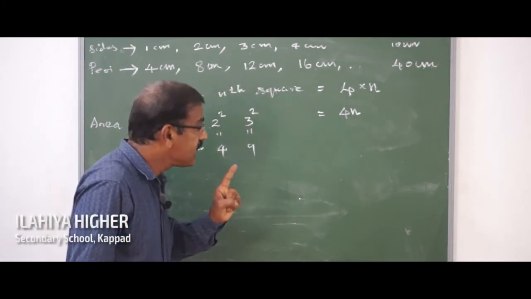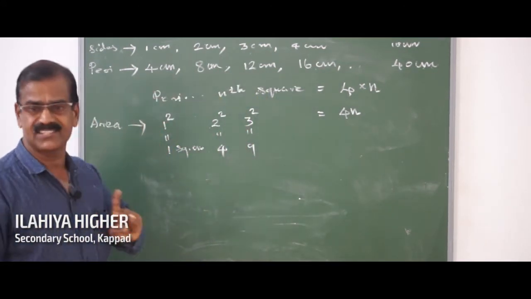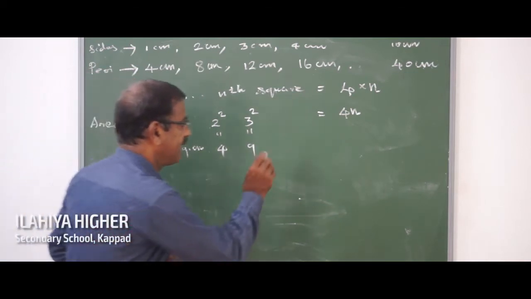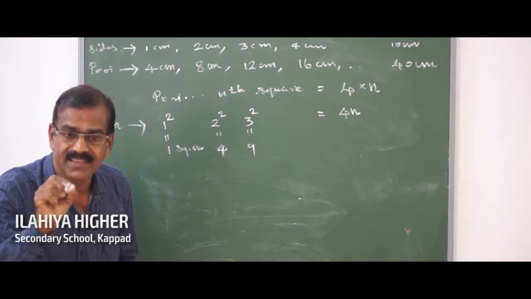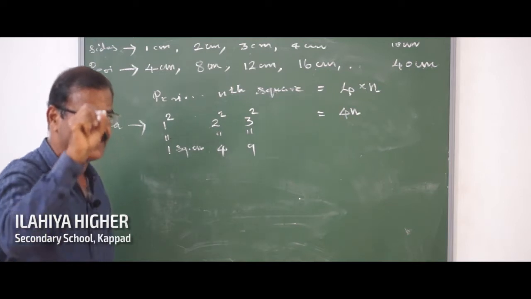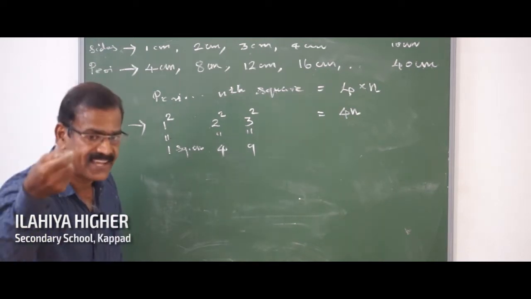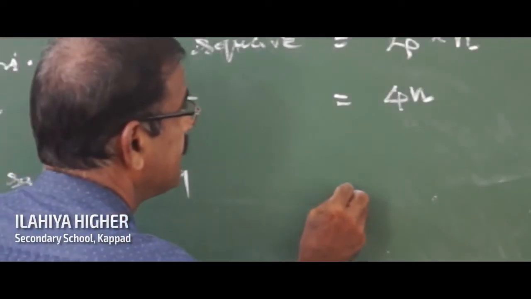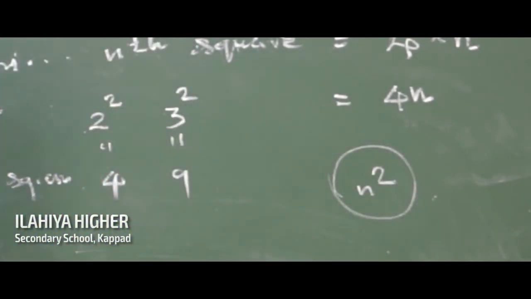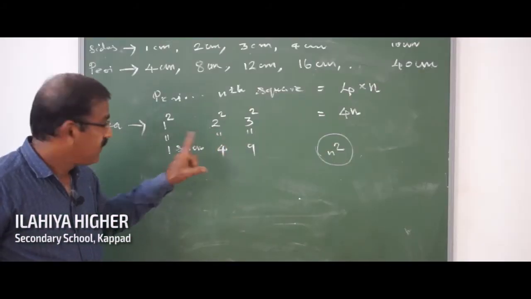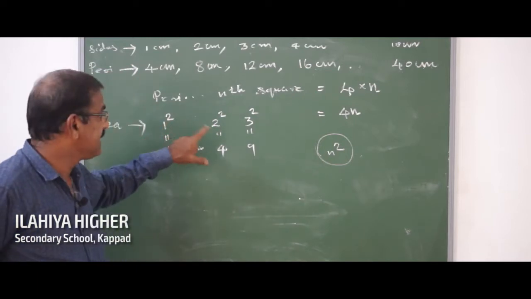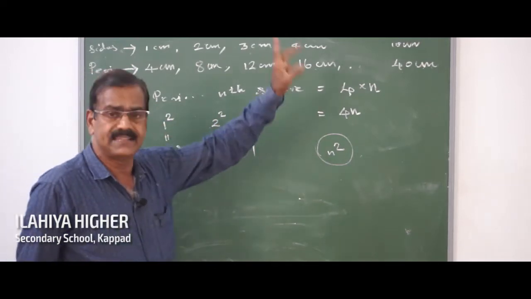So what is area of nth square? Area of nth square is n square. Why? Because length of one side of nth square is n cm. So its area is n square. N square is the algebraic expression for area of a square with the sides increasing like this 1, 2, 3 like that.